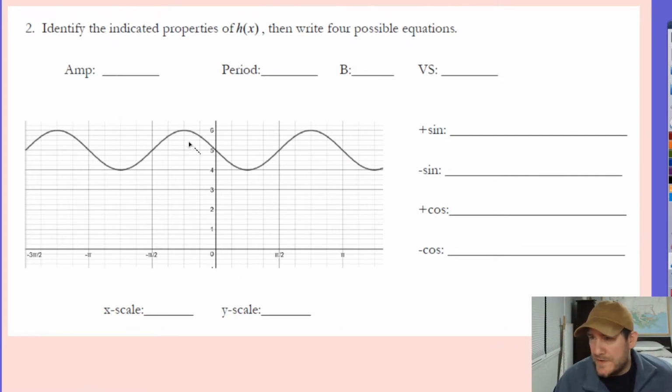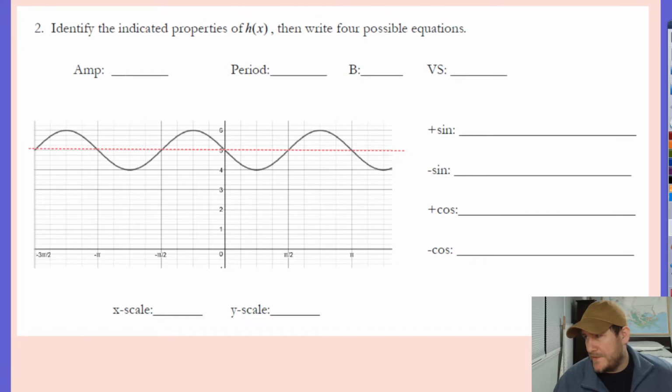Midline is certainly looking, if the max is 6 and the min is 4, I don't think it gets much easier than this. Midline's going to be here at 5. So from 5 up to 6 is obviously an amplitude of just 1, which means our A value is 1, so that's easy.